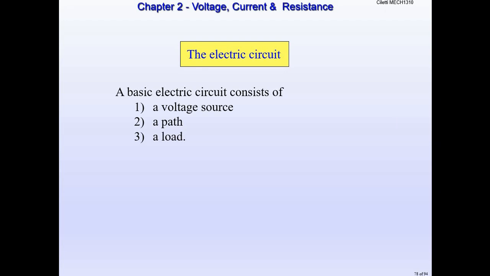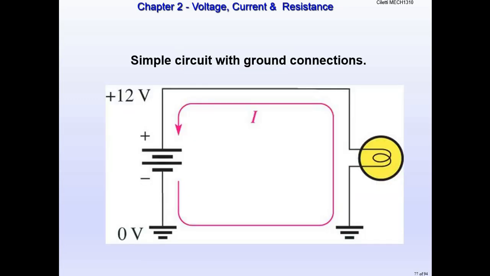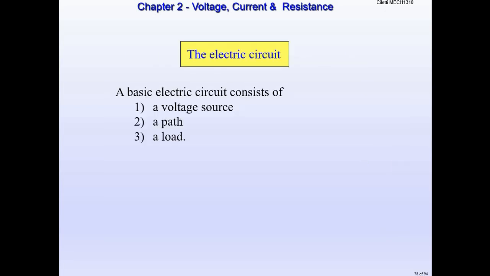Okay, so an electric circuit. It consists of what? A voltage, a path, and a load. So let's take a look at this previous path. We have a voltage, 12 volts. We have a path, so it's got to go through 12 volts back to ground. And the load is the lamp. Any equipment that's using voltage and current, that's what we call the load. So the 3 basic parts of a circuit: a voltage, path, and a load.